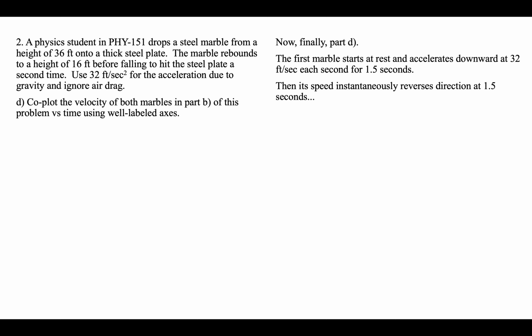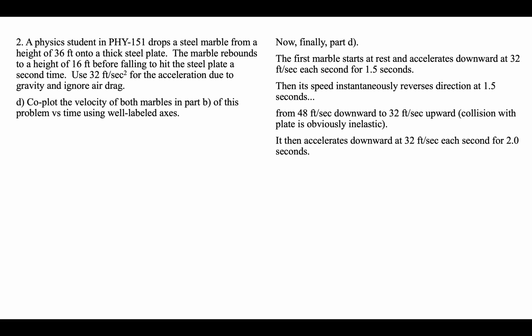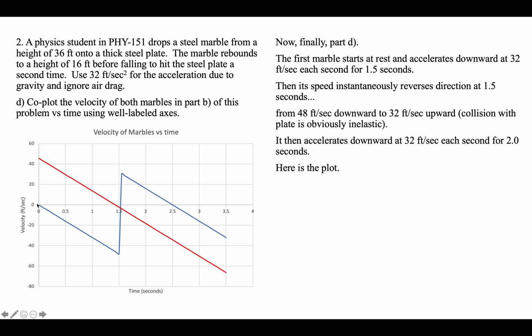The speed instantaneously reverses direction, going from 48 feet per second down to 32 feet per second up. It then accelerates, it's in free fall. It accelerates downward at 32 feet per second each second for the next 2 seconds, hitting the plate for a second time at 3.5 seconds. So here's the plot of that speed. Speed's going down, hits the plate, 48 feet per second, goes up to 32 feet per second, and now it's in free fall again.